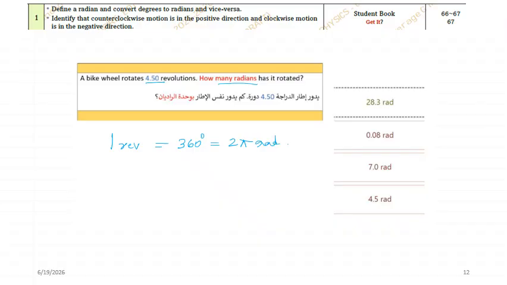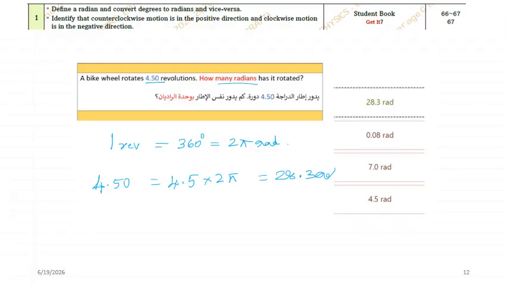So how many revolutions do we have? We have 4.50 revolutions. So what is to be done? You need to multiply this by 360, or since they are asking in radian, 4.5 multiplied by 2 pi will be the answer. How much will it be?